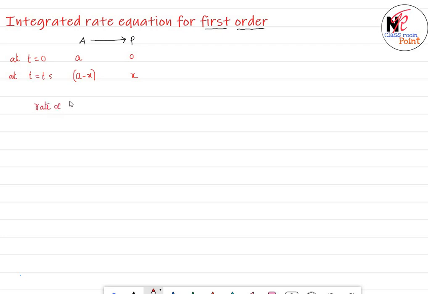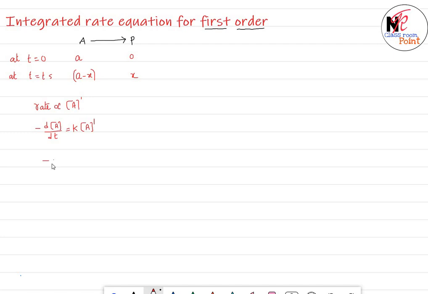Now, according to the law of mass action, we know that the rate of any reaction is directly proportional to the concentration of the reactant. Here the reactant is A, so rate is directly proportional to the concentration of A. Since it is a first order reaction, it depends only on the first power, so rate is directly proportional to the concentration of A power 1. And rate can be written with respect to A as minus d[A]/dt is equals to, in the place of the proportionality symbol, some constant k into concentration of A power 1. This power 1 can be neglected because writing it or not makes no difference, so we can remove it in coming derivations.